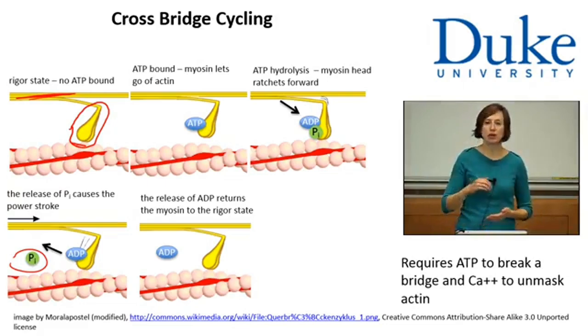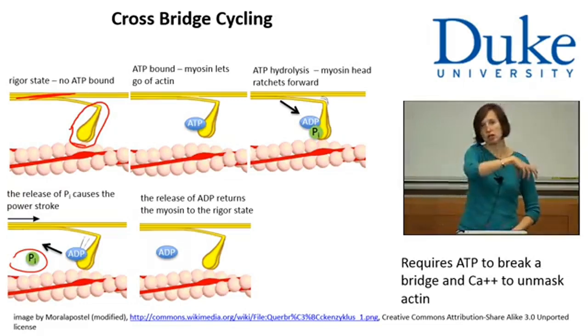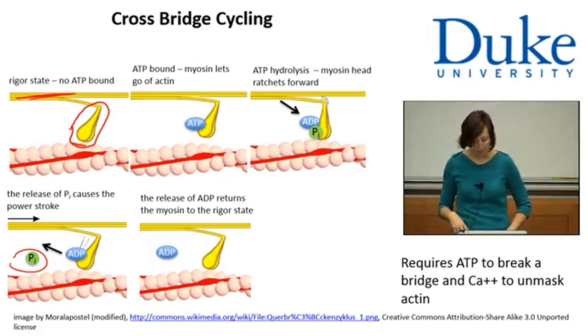So it's going to be a matter of being bound in the rigor state, binding ATP and having the myosin head let go, then having ATP hydrolysis, so we have a ratcheting closer to the Z line, and then having the inorganic phosphate be released so that we have the power stroke. And so now the myosin is that much closer to the Z line, and the cycle will continue and continue.